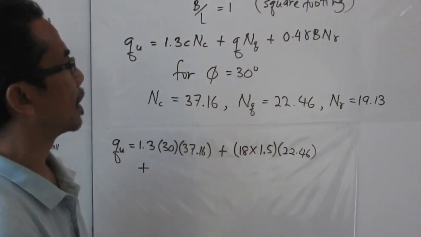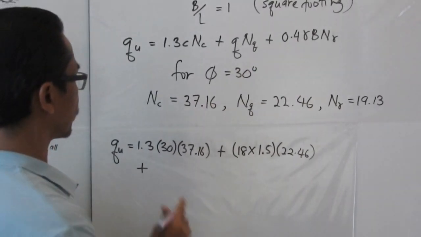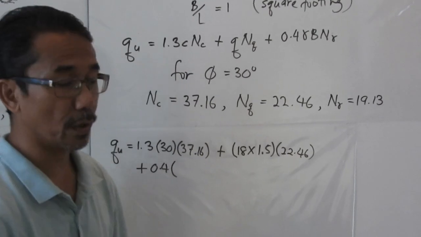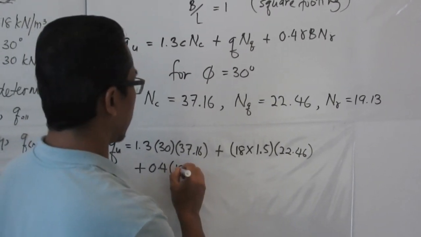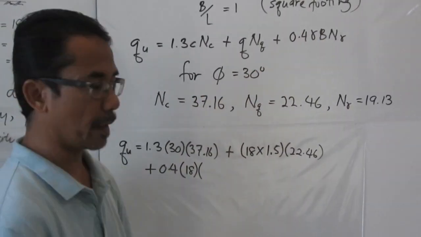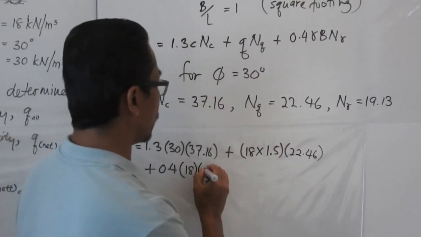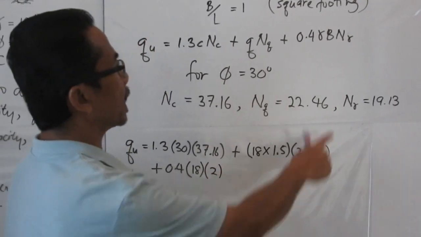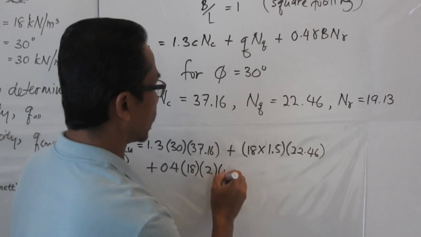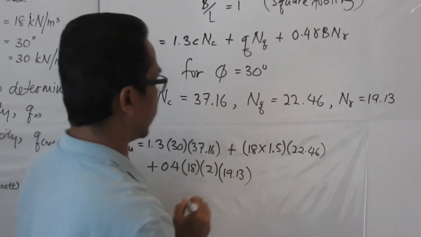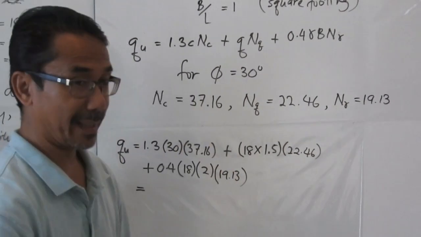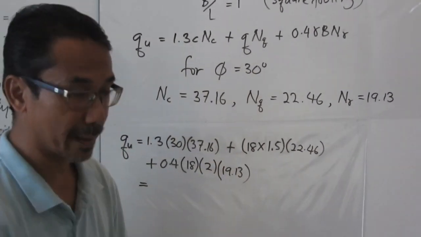Plus 0.4 multiplied by gamma, that is the unit weight of the soil, 18 kilonewton per meter cube. B is the width of the footing, square footing, 2 meters by 2 meters, so it's 2, multiplied by N sub gamma here, which is equal to 19.13. So take your time to calculate and write down the answer.